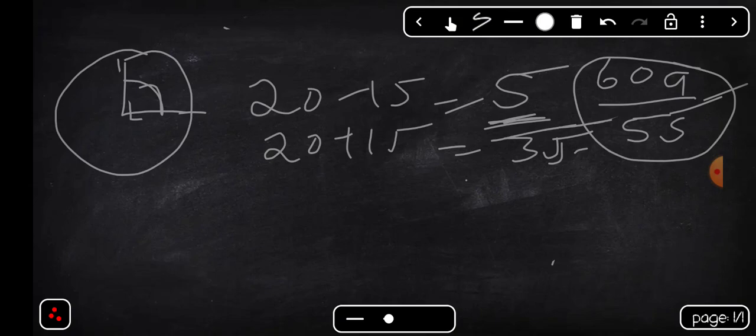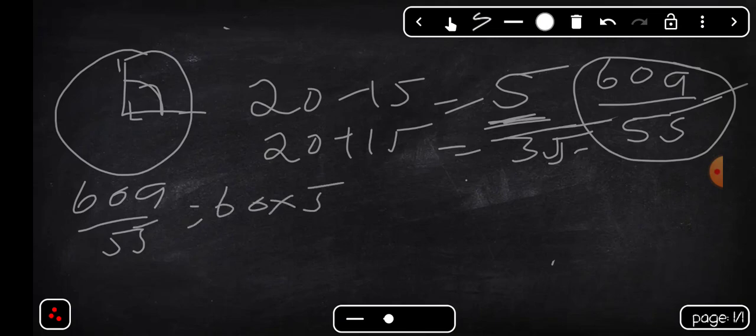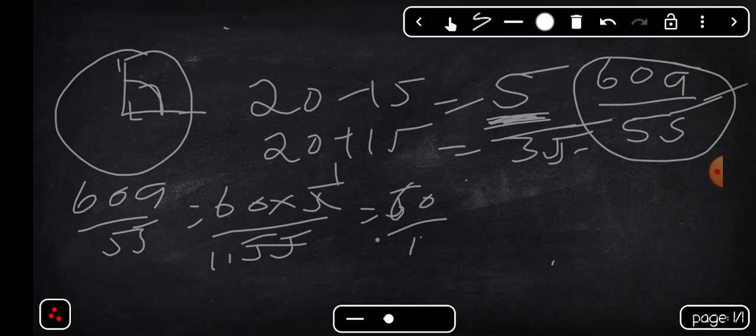In the first formula, 60A by 55, that means 60 into 5 divided by 55. 5 by 55 is 1 by 11, so it is 60 by 11, that means 5 and 5 by 11. That means after 4 hours, 5 and 5 by 11 minutes, it will make 90 degrees, that means a right angle.